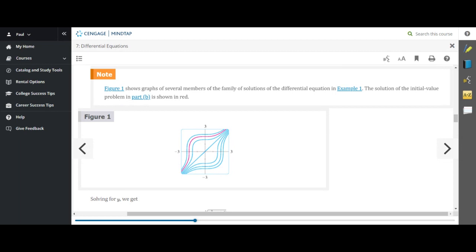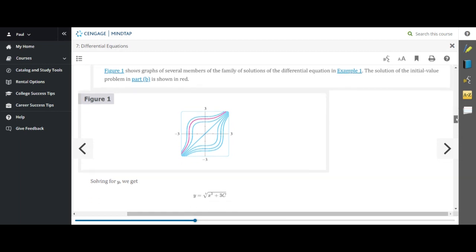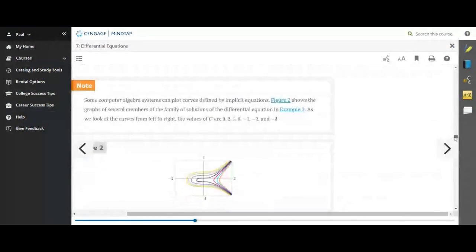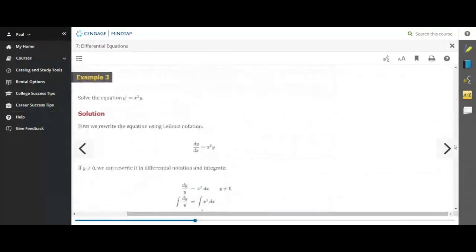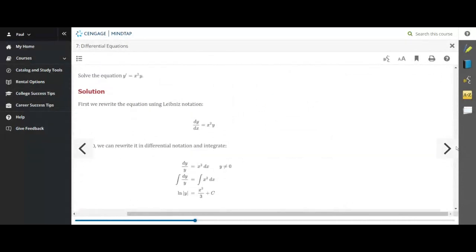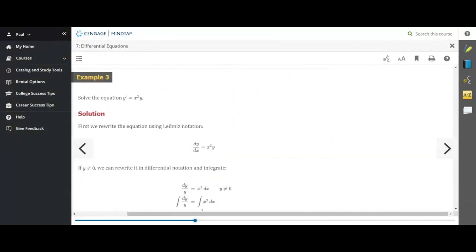All right, I'll tell you what, let's look at another one real quick here. I want to look at example 3. Okay, so solve the differential equation y prime equals x squared times y.